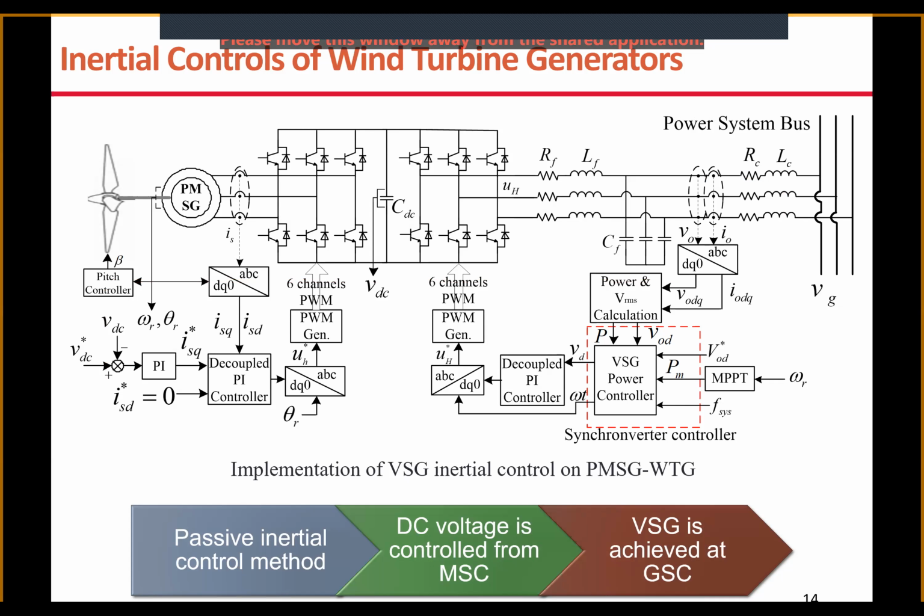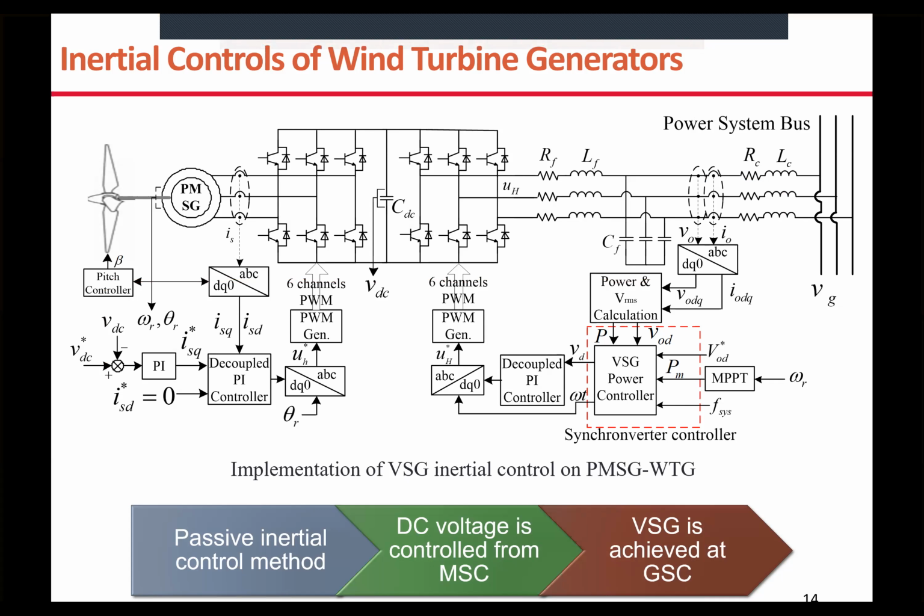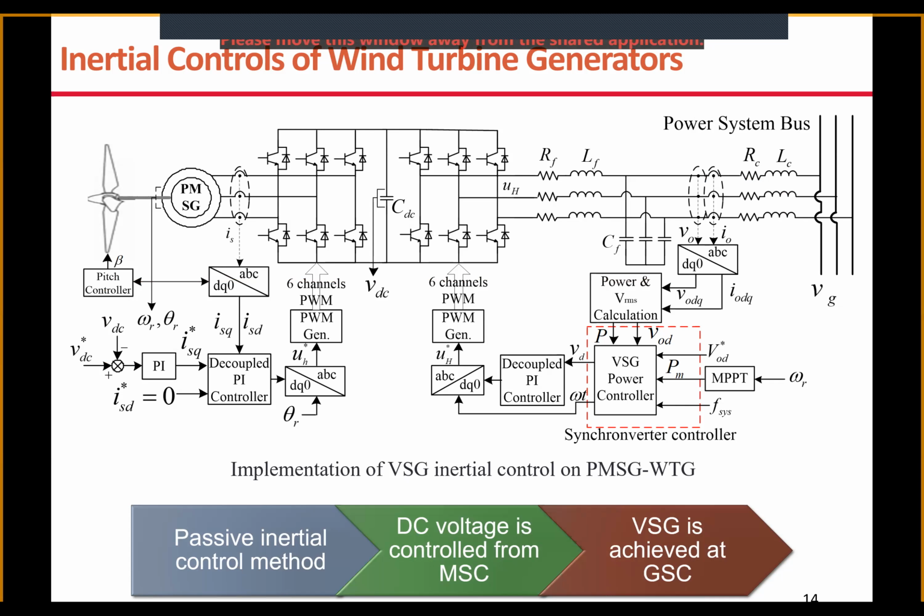And then for the passive inertial control, we control the DC voltage through the machine side converter, but the VSG control mechanism is realized at the grid side converter. Here, this is the grid side converter. So we realize that.